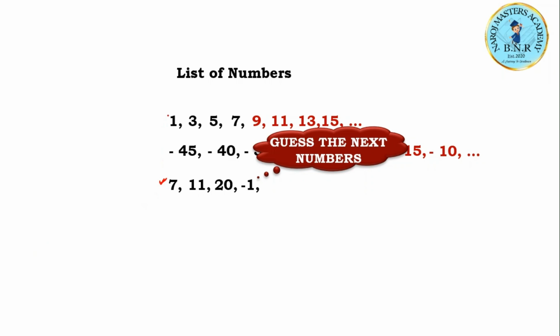Am I right? Look at the first one: 1 plus 2, and 3 plus 2, and that is 5, plus 2, 7 plus 2. It means every number has a difference of 2. So we get the next immediate number by adding 2 to it. So here, plus 2 means 17, like that.